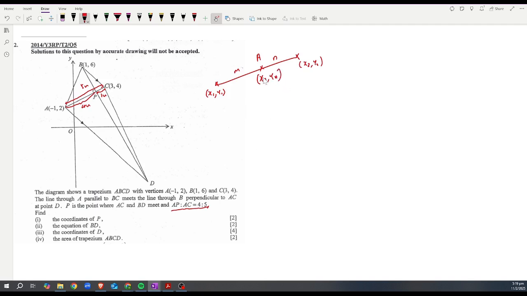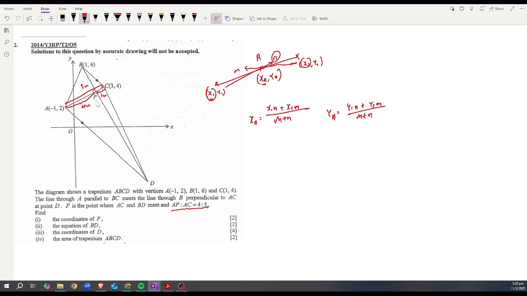So xa will be equal to x1 times n plus x2 times m. You multiply in a cross fashion: you multiply by the length that's diagonally across. So x1 times n, x2 times m, and then you divide by m plus n. Then you do the same thing to get the y coordinate. ya will be equal to y1 times n plus y2 times m divided by m plus n.